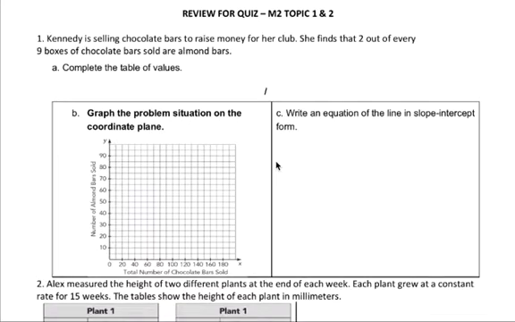That will be on the test. Kennedy is selling chocolate bars to raise money for a club. She finds that 2 out of every 9 chocolate bars sold are almond. Okay, so 2 out of 9. So y equals 2 over 9 x. That's the rate of change, 2 out of 9.